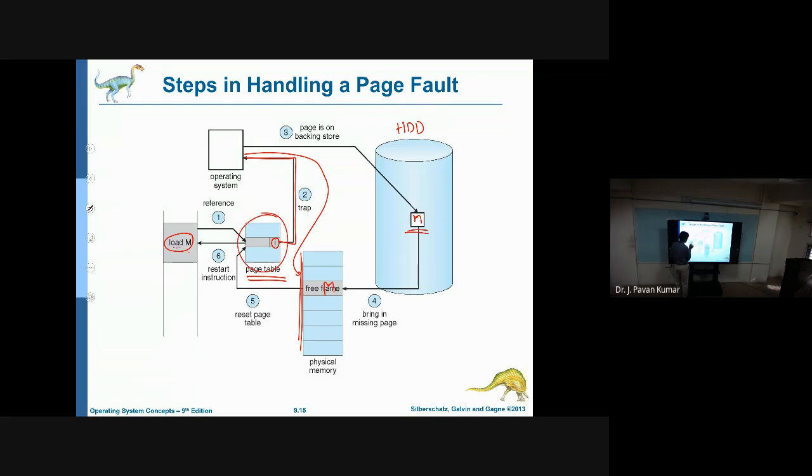Then this instruction, load m, will be executed once again. Actually, our goal is to execute this particular instruction. To execute it, we need m in the main memory, but we don't have m in the main memory. That's why we check through the page table whether it is present or not. If it is not present, via the operating system we bring it and place it in the free frame. After placing it in the main memory, we have to update the page table. Again, we have to restart this instruction. That is the process which we saw in the last class.